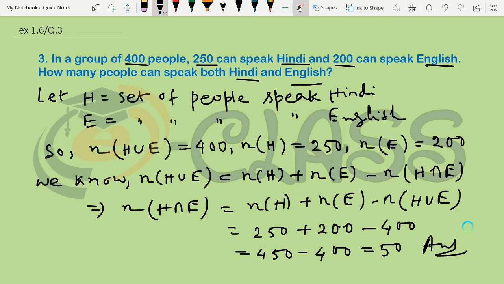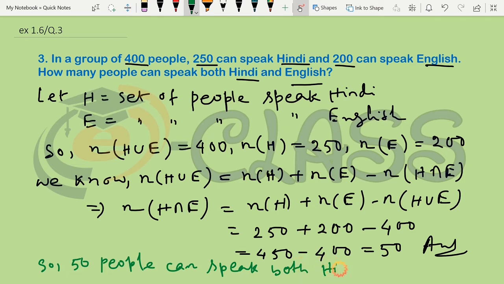So thus 50 people can speak both Hindi and English.